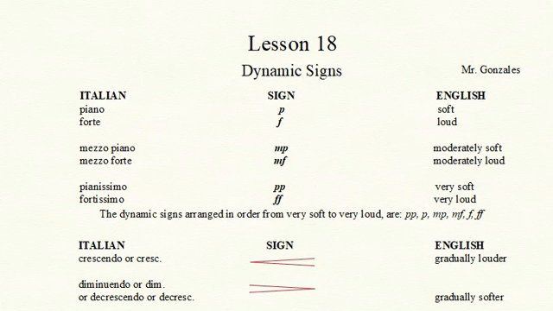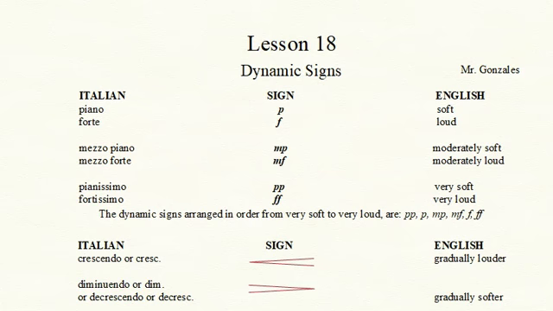Dynamic signs arranged in order from very soft to very loud are pianissimo, piano, mezzo piano, mezzo forte, forte, and fortissimo. Now we will talk about a gradual change in dynamics. Terms used to indicate change in volume from soft to loud or loud to soft are crescendo, and here is the abbreviation for crescendo. Here is the sign for crescendo. We go from soft to loud, and here is the English translation, gradually louder.